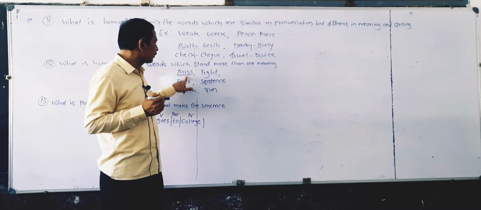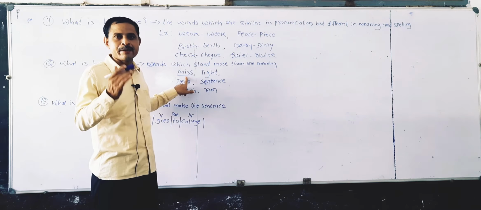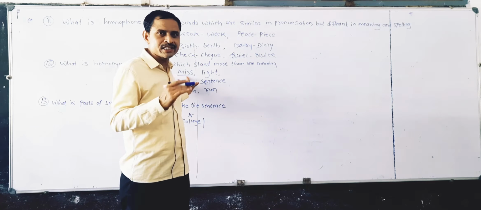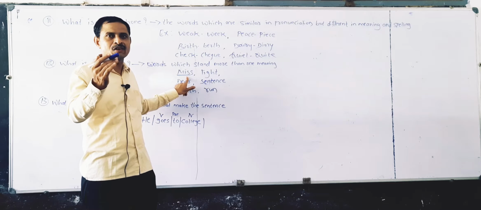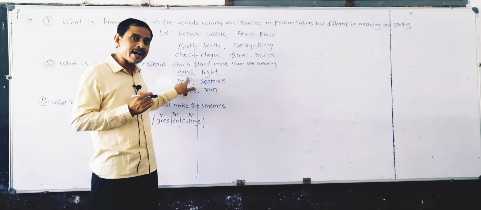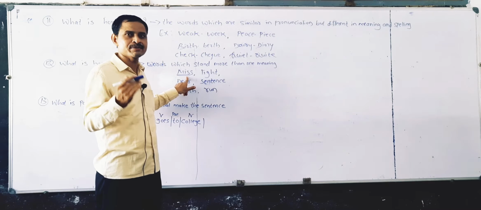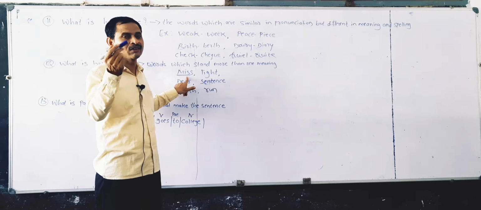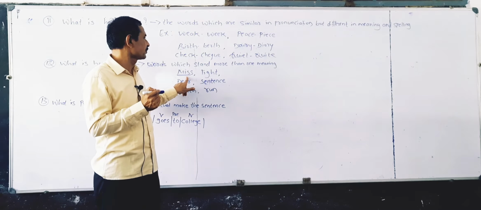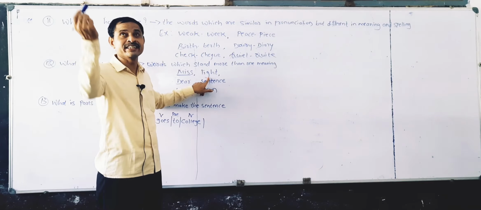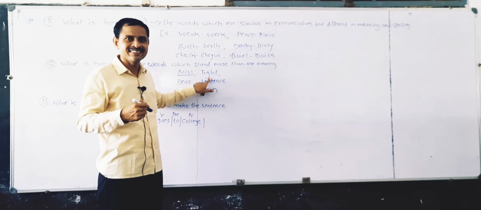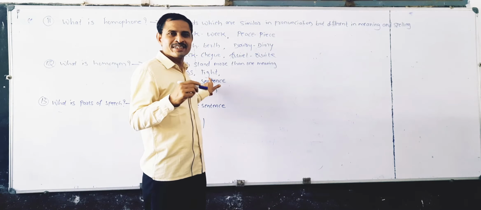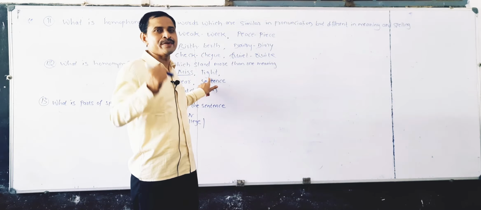For example, miss. I miss you a lot. Miss here means fail to reach or contact. If I ask you, who is your miss? You will tell me the name of the lady teacher. Next, light. Something that helps us to see. And another meaning of light is not heavy.